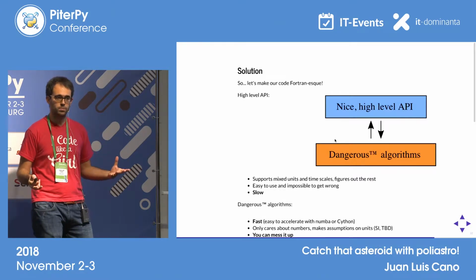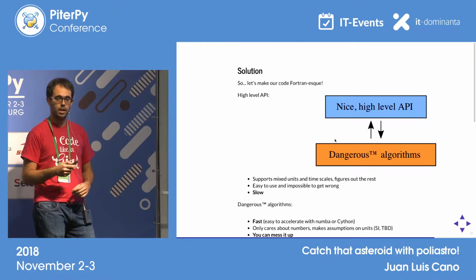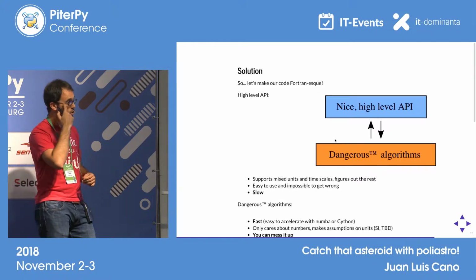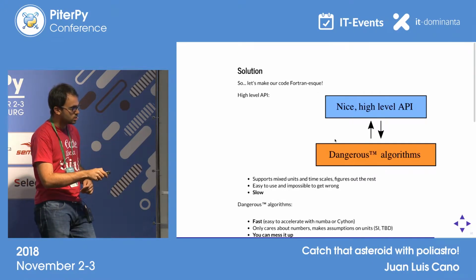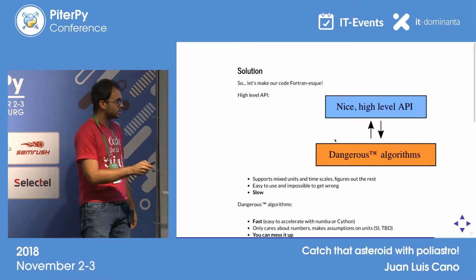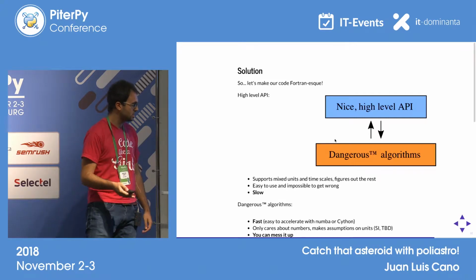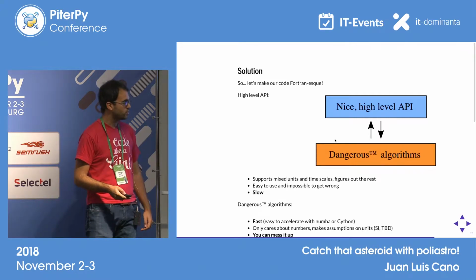So this is the solution we adopted in Poliastro. We have a nice high-level API that accepts units everywhere and that does the right thing for you. And then here you have the dangerous algorithms where you can break things or shoot yourself in the foot. But all this part is accelerated with numba, so it's really, really fast. And this is a decent trade-off that we found.